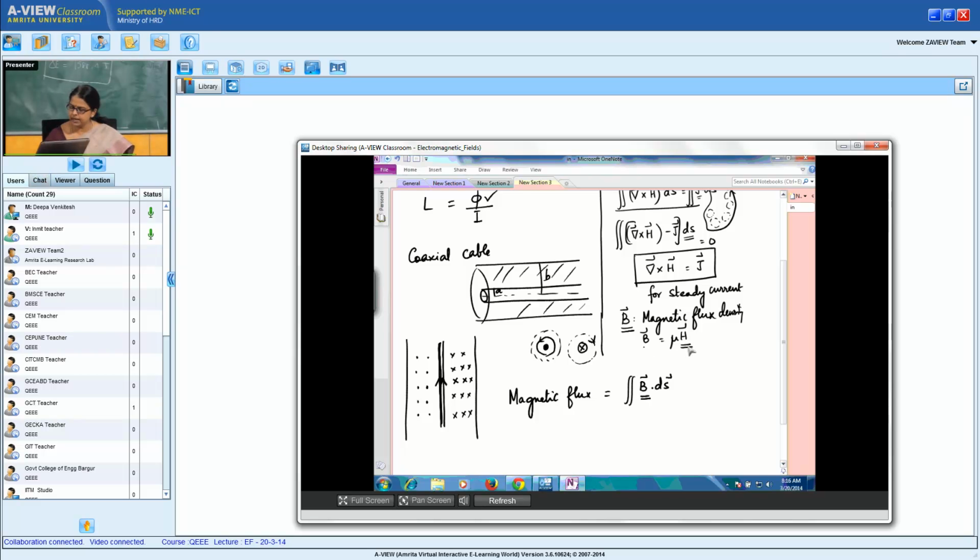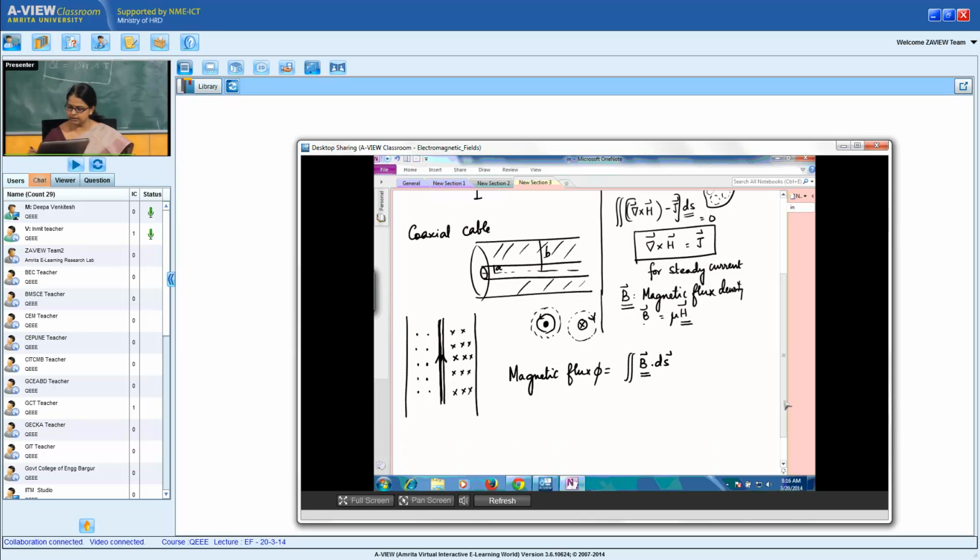But to know B, I should know what is H. So the problem reduces to finding out what is H, and then find B, then find flux, and then find the L. This is our algorithm.